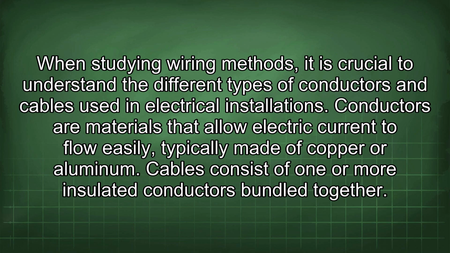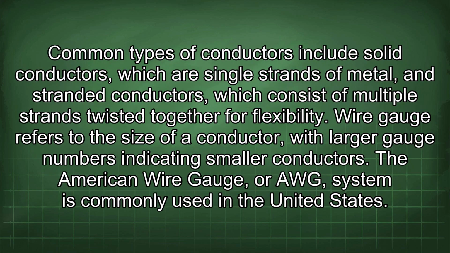Conductors are materials that allow electric current to flow easily, typically made of copper or aluminum. Cables consist of one or more insulated conductors bundled together. Common types of conductors include solid conductors, which are single strands of metal, and stranded conductors, which consist of multiple strands twisted together for flexibility.